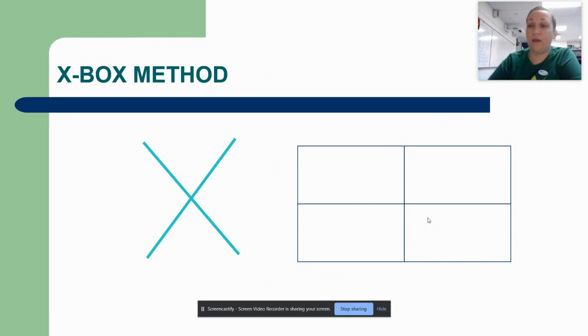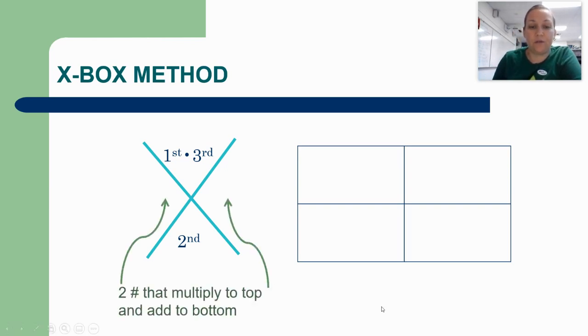All right, so in the X-box method, on top of the X, we do the first number times the third number, and on the bottom, we put the second number. We are just putting numbers on the X, we are not putting any letters. Then we need to think of two numbers that multiply to make the top number and that add to make the bottom number. And we have to figure those out on our own. We write those on the side.